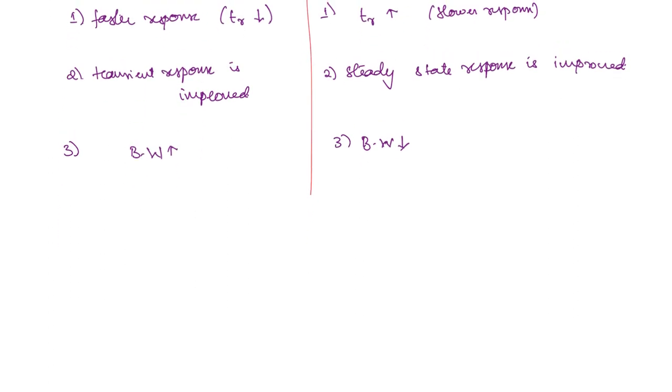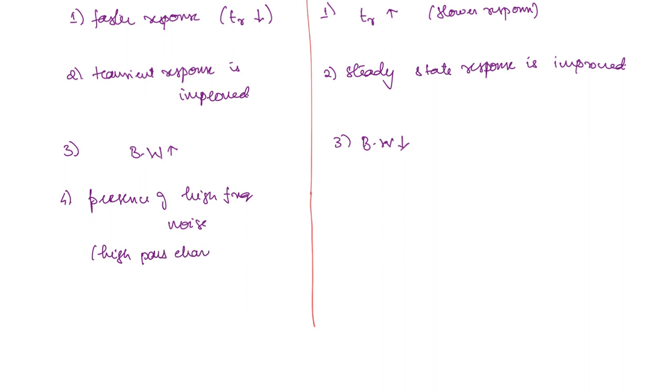Another consequence of the high pass and low pass characteristics is the filtering out of high frequency noise. So here we have presence of high frequency noise because of the high pass characteristics. Whereas for a PI controller, what is going to happen? The high frequency noise will be filtered out because of the low pass characteristics.